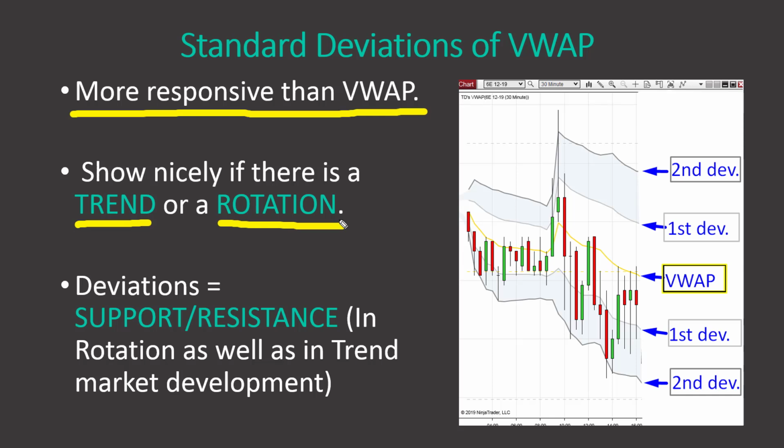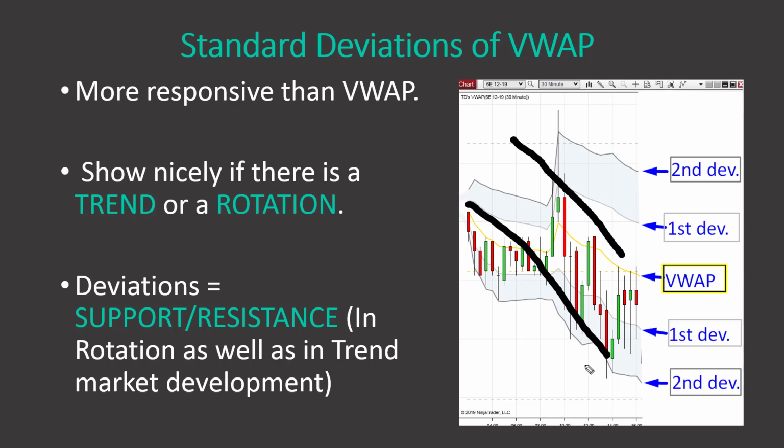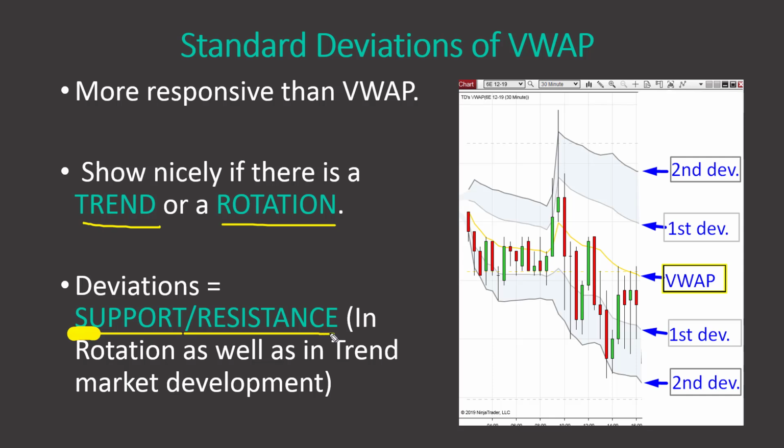This is why the deviations can tell you with a pretty good accuracy whether there is a trend or a rotation. So basically it works like that. If the deviations move sideways, those gray lines, if they move sideways, then there is a rotation. If they move vertically, then there is a trend. I'll show you some more examples. It will be way more clear. For now, just remember that the deviations show you whether there is a trend or a rotation. Now, also, maybe more importantly, deviations point to strong support and resistance zones.